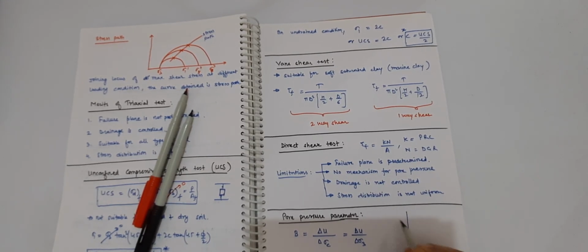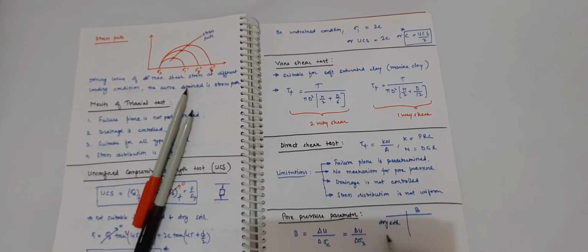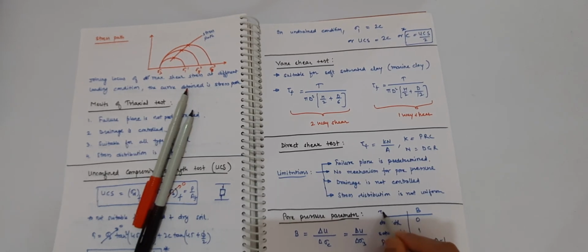इसमें ये चीज़ ध्यान में रखना, बी की वैल्यूज़ ड्राई सॉइल के लिए कितनी होगी, सैचुरेटेड के लिए कितनी होगी और पार्शियली सैचुरेटेड सॉइल के लिए कितनी होगी. अब देखो ड्राई सॉइल के लिए पोर प्रेशर से कुछ नहीं होगा, ज़ीरो, सैचुरेटेड के लिए वन होगी, और पार्शियली सैचुरेटेड के लिए ज़ीरो से वन के बीच में होगी, टाइप ऑफ सॉइल के हिसाब से, राइट.